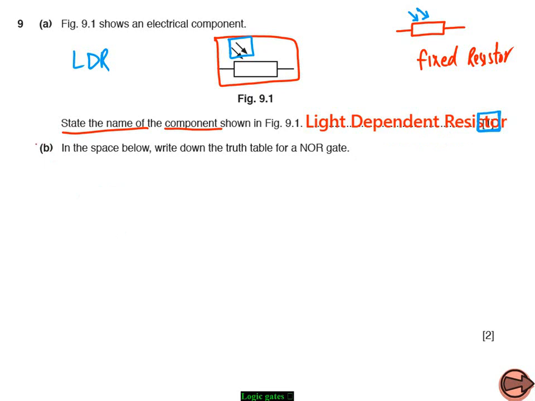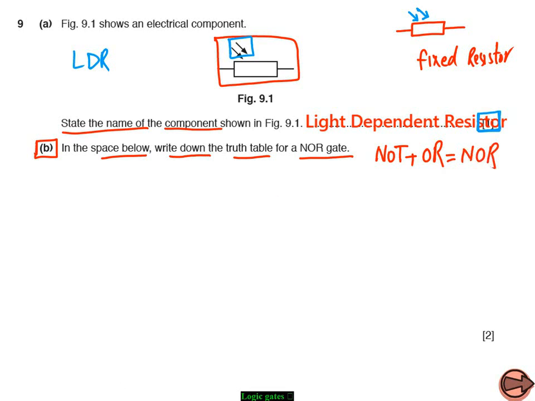Let's move on to part B now. Part B is simply asking us, in the space below, to write down the table for a NOR gate. So the first thing we need to understand is that a NOR gate is a combination of two gates, NOT plus OR gate. These two gates together, we call a NOR gate.